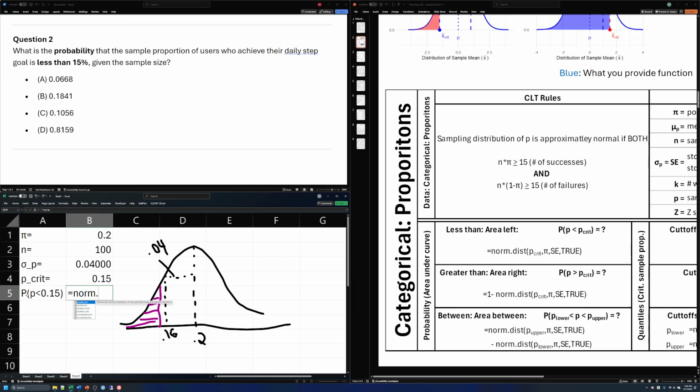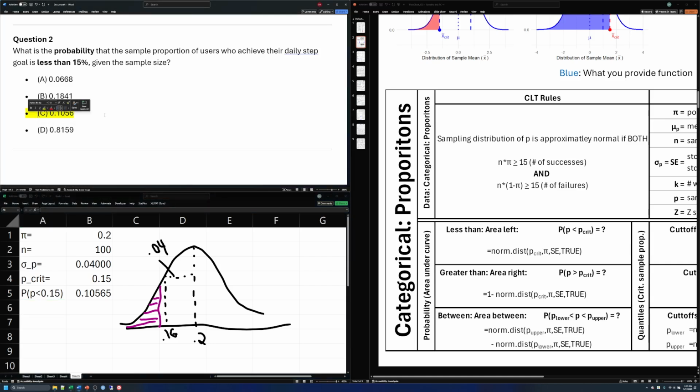It's going to be norm.dist, parentheses, our p critical, which is just following our results over here, p critical, comma, our pi value, comma, our standard error, comma, and then we type in the word true. And we hit enter, and we get about 10.5%, or 0.1056. So we were able to snag that value. All right, perfect. So we were able to get our area of being less than 0.15 here, and that's the probability that we're interested in.